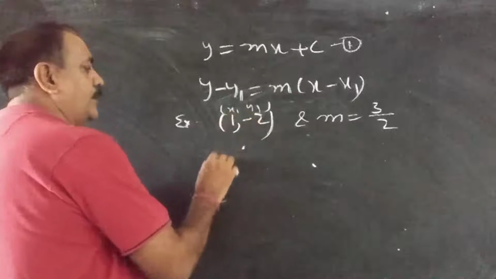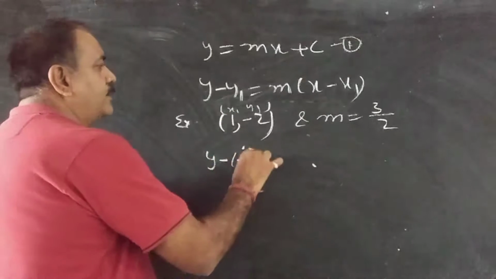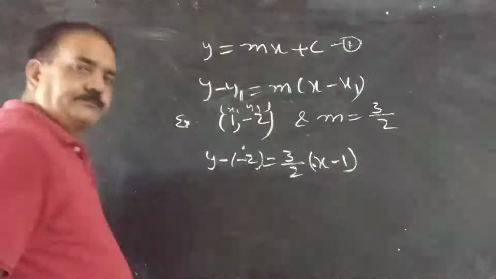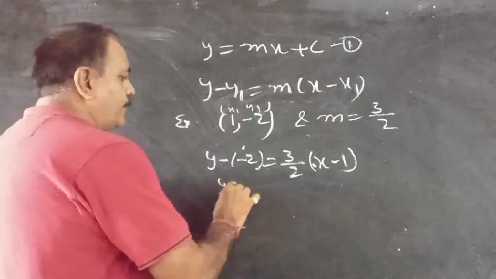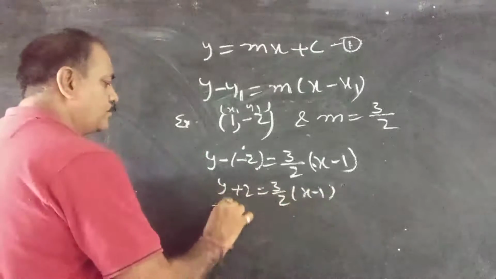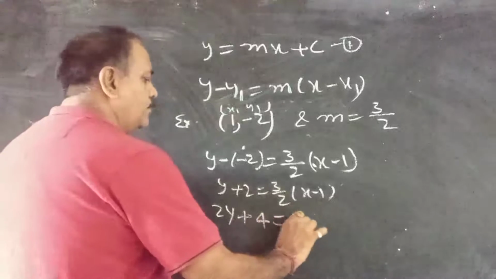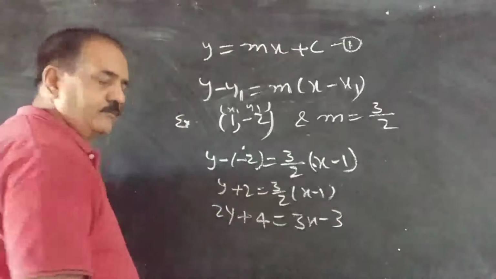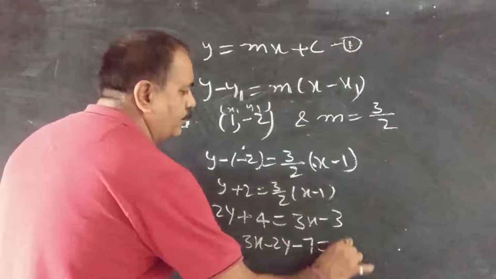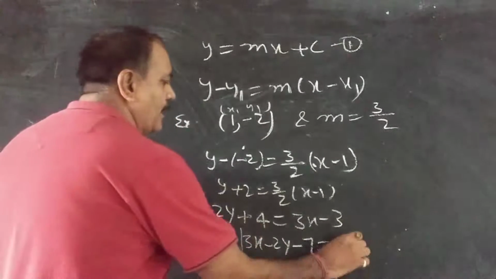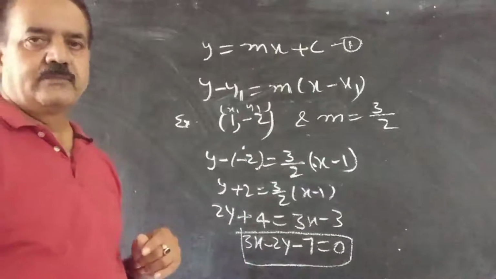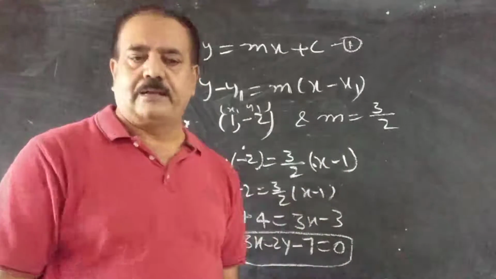Right? So second form: y minus, minus 2, m is 3 by 2, x minus 1. So y plus 2 is equal to 3 by 2, x minus 1. So 2y plus 4 is equal to 3x minus 3. So 3x minus 2y minus 7 is equal to 0. This is the equation of a line when one point and slope are given. So this is the second form equation of line.